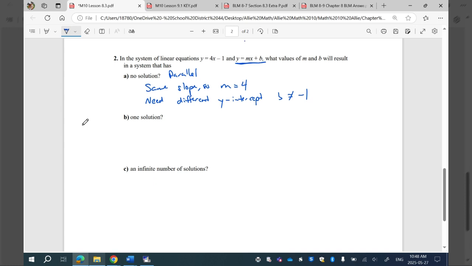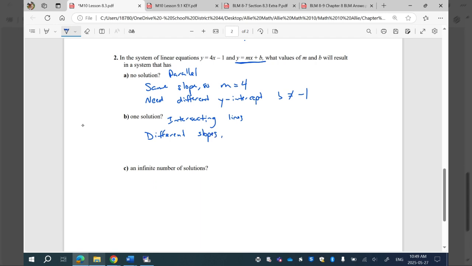Okay, what about to have one solution? So what do we need here? We need to have intersecting lines. So they need different slopes, because remember, if they're the same slope, they're going to be parallel. So m, our slope, cannot equal 4. It can be anything other than that. And then no real restrictions on b.